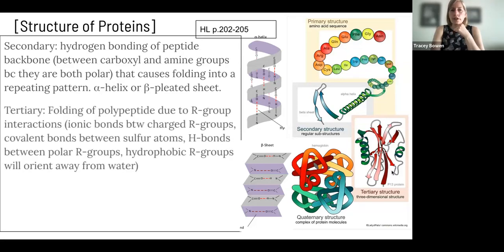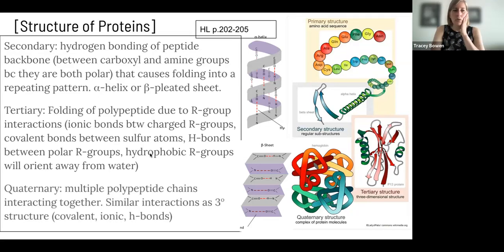And then a tertiary structure is the folding of the polypeptide due to R group interaction. So ionic bonds between charged R groups, covalent bonds between sulfur atoms, that's called a disulfide bridge, hydrogen bonds between polar R groups, hydrophobic R group interactions. So the molecule will push away and rotate away from water. And so it's going to be the folding of that polypeptide chain.